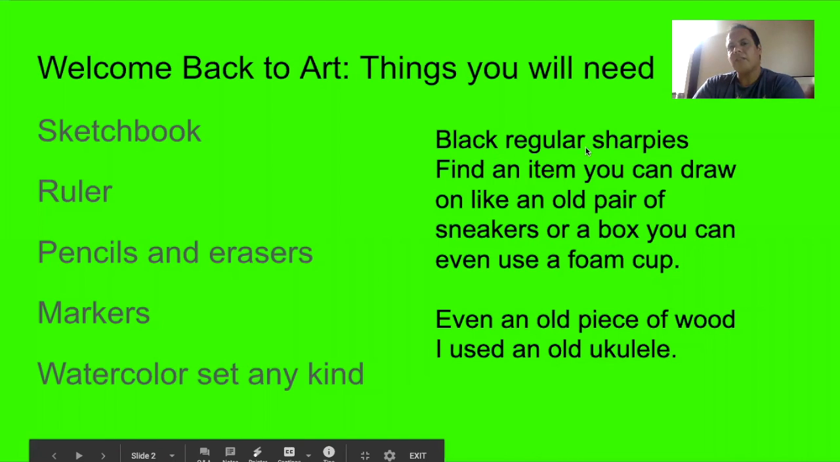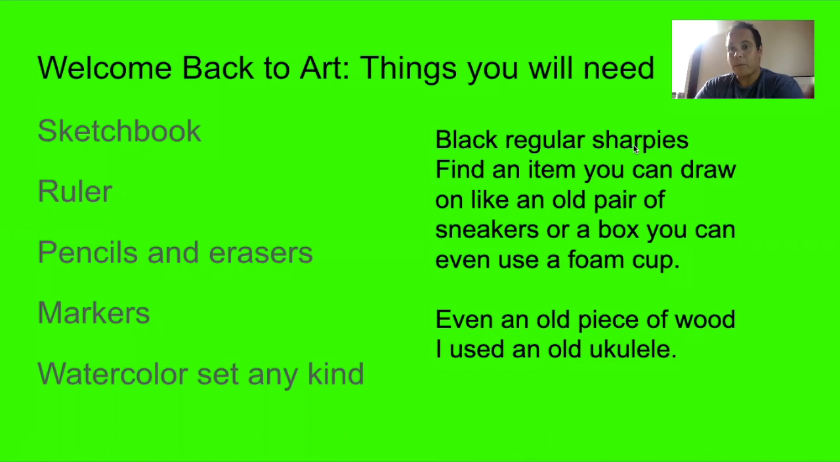So you're gonna need regular Sharpies. That's gonna be important because we're gonna do a whole project just using Sharpies. Then I'd like you to find an item. You don't need it right away, but I want you to start looking for it. So you're gonna find an item you can draw on, like an old pair of sneakers or a box. You can even use a foam cup.